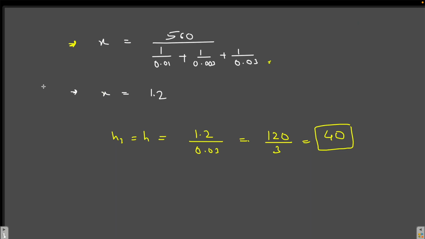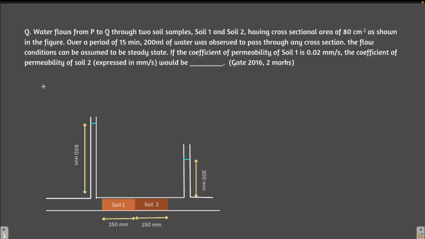Now let's move ahead with our next question. The next question states that water flows from P to Q. I haven't marked P or Q over here, so let me mark P and Q.